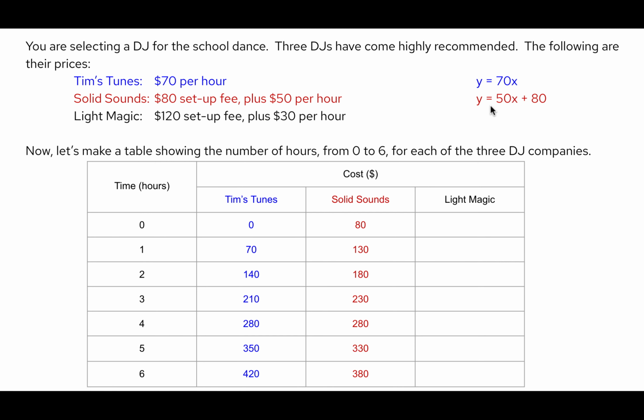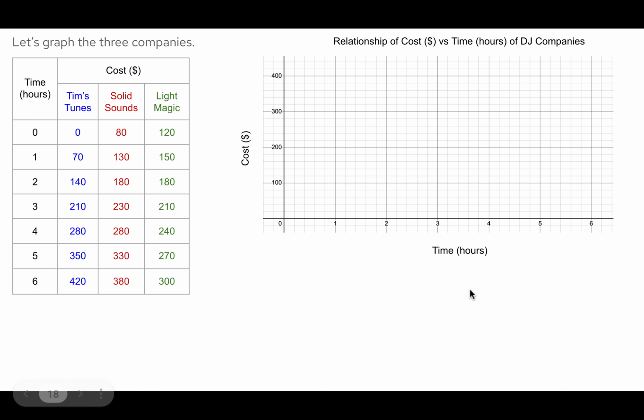Now let's graph these. Notice that I have my time, again, my independent variable, and my dependent variable is the cost. And this is the relationship of the cost versus the time in hours of the DJ companies. So here's Tim's Tunes as ordered pairs: (0, 0), (1, 70), (2, 140), etc. And I can connect my points. I'm doing the same thing with Solid Sounds and Light Magic.